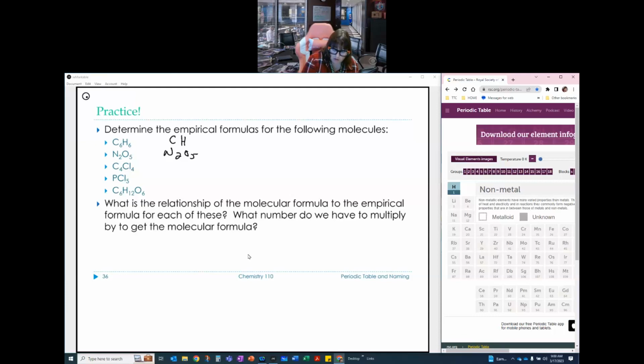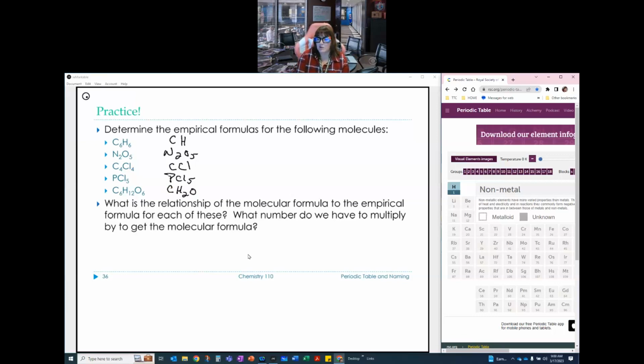If I look at C4Cl4, both of those are divisible by 4, so my empirical formula is CCl. If I look at PCl5, I have no common denominator, so PCl5 is my empirical formula there. And if I look at C6H12O6, I can divide by 6 to get CH2O.